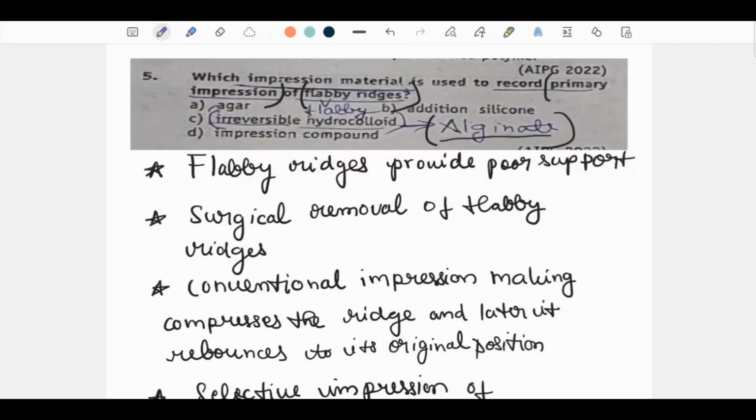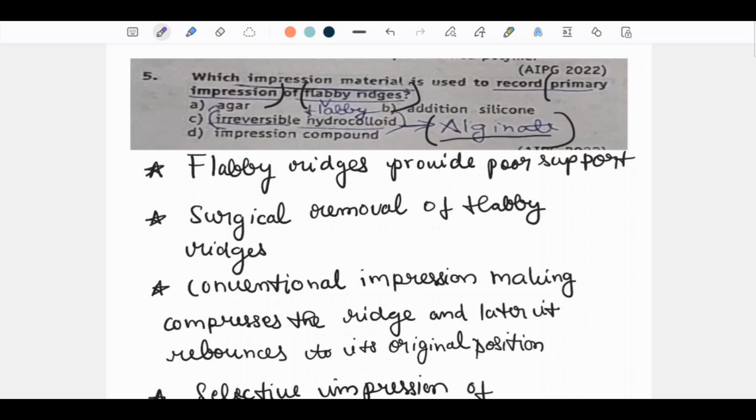Hi friends, today we are going to solve an MCQ. Let me read the question. Which impression material is used to record primary impression of flabby ridges? The options are agar, addition silicon, irreversible hydrocolloid and impression compound. So the answer is irreversible hydrocolloid.